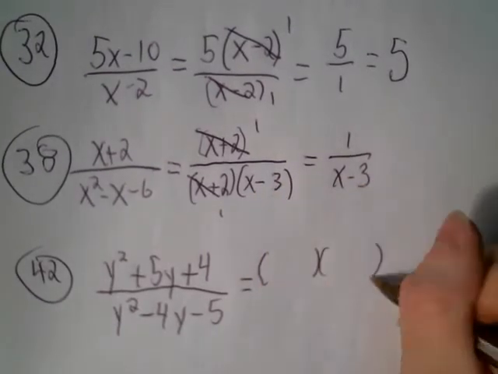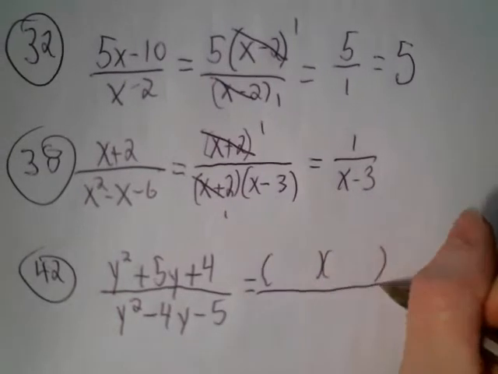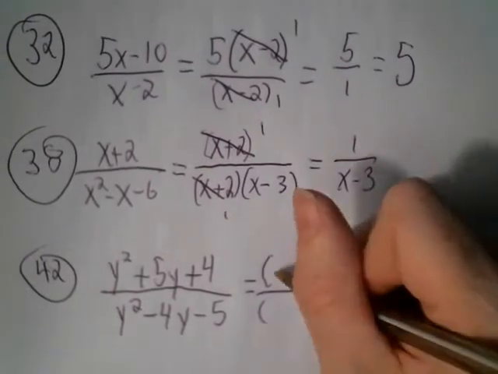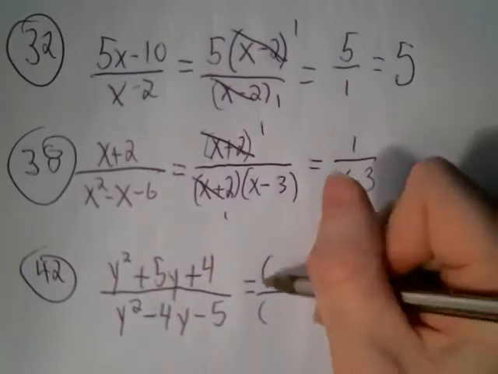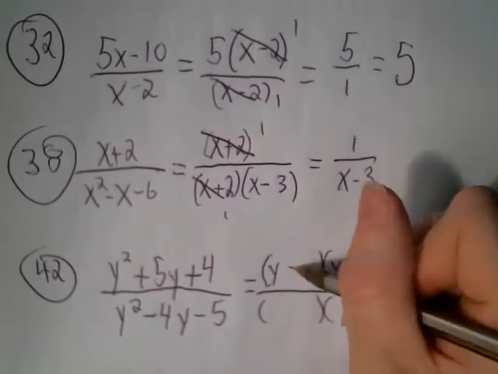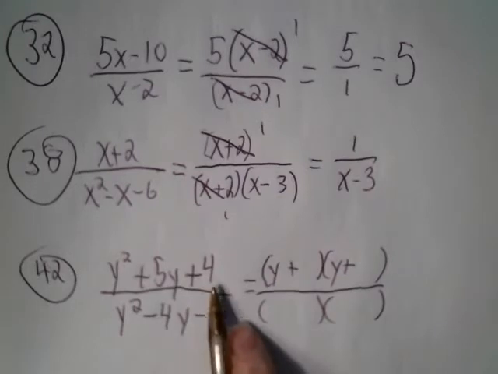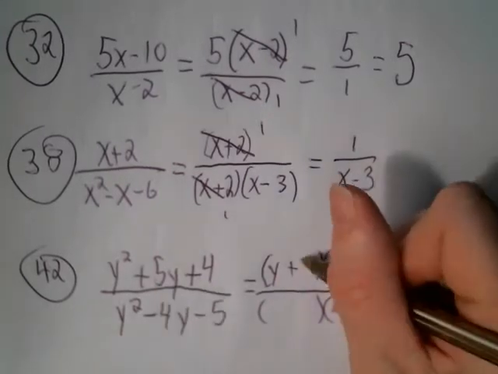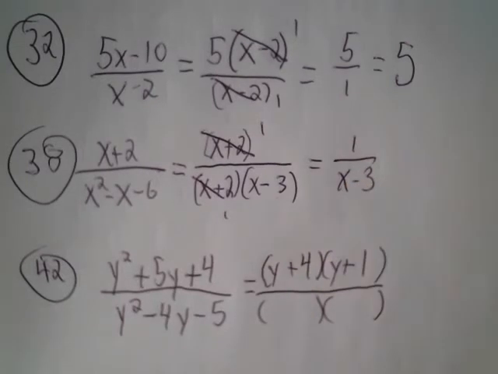Again, here we go. We're factoring the heck out of it. I'm going to set up my parentheses, start filling in the blanks. The signs say plus plus. It has to be y plus plus. Then 4 times 1, but 4 plus 1 is 5. So 4 times 1 is 4. 4 plus 1 is 5.